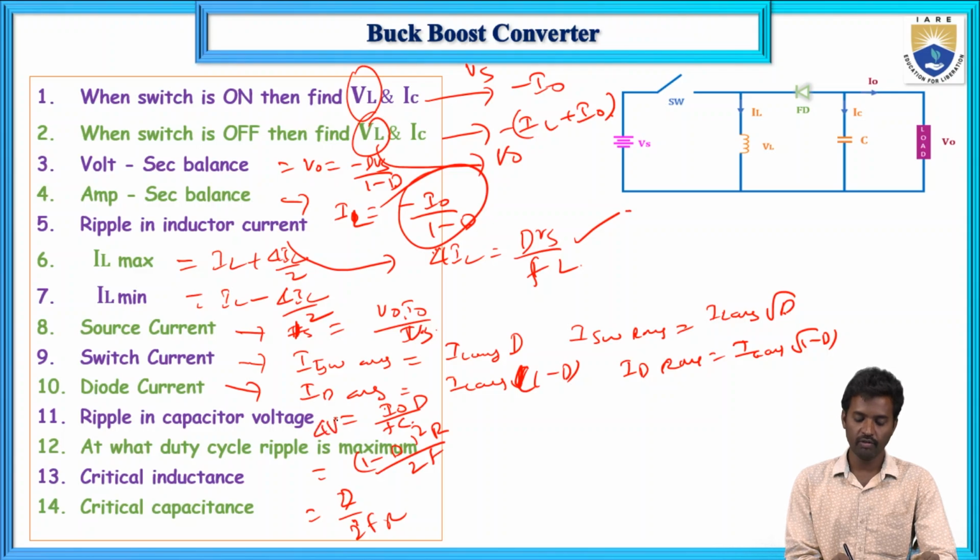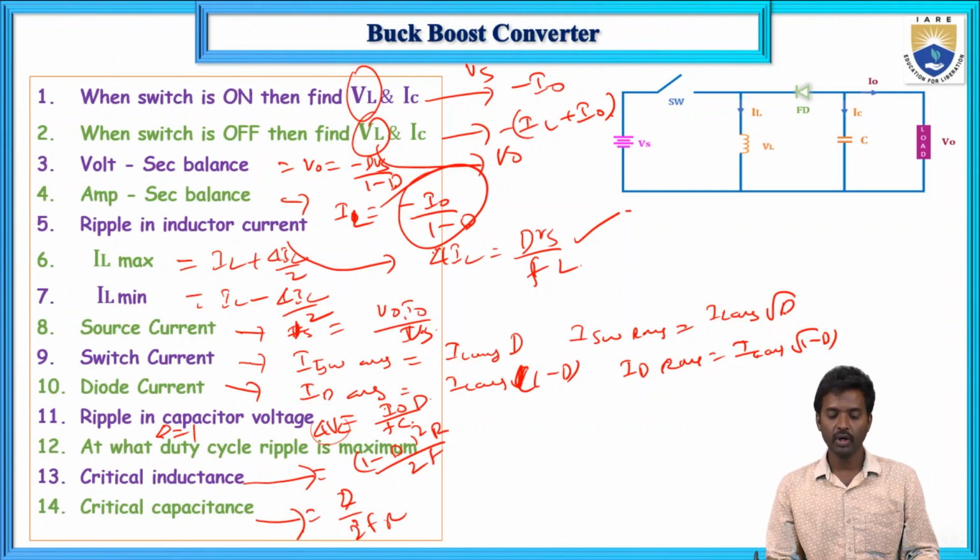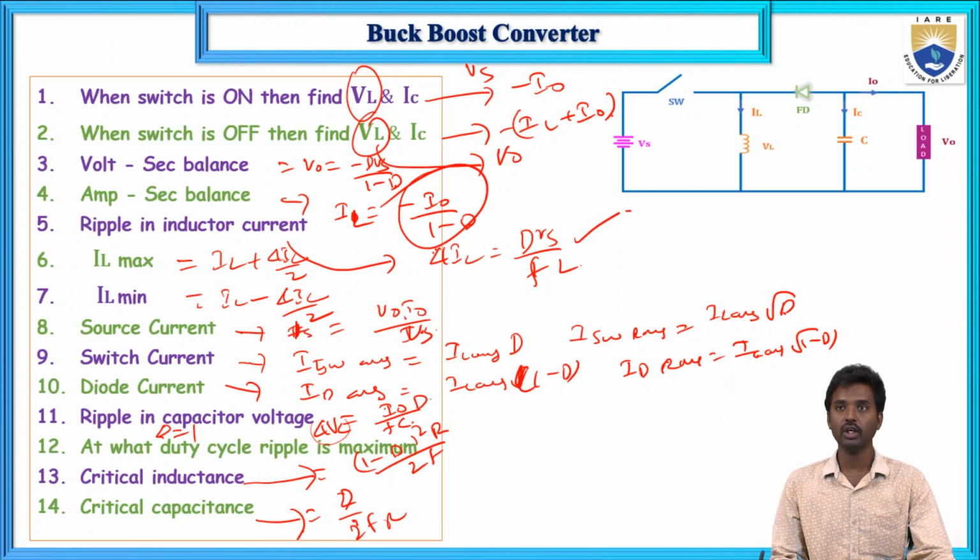So now this is del Vc, and next here duty cycle at D equals to 1 only, means del Vc is directly proportional to D value is in between 0 to 1. So a maximum value of D means that is 1. D equals to 1 only, the ripple value is maximum, and this is the case for critical inductance, and this is the case for critical capacitance. I hope all these concepts are clear to you regarding buck boost converter.